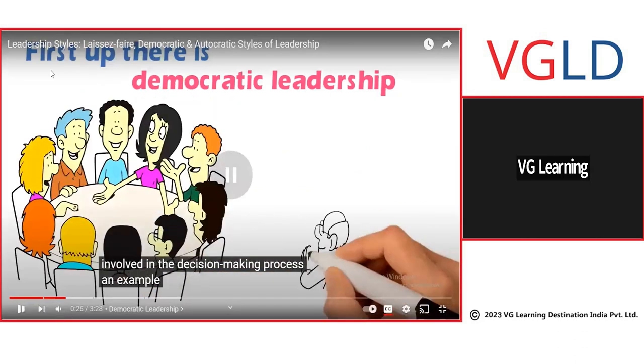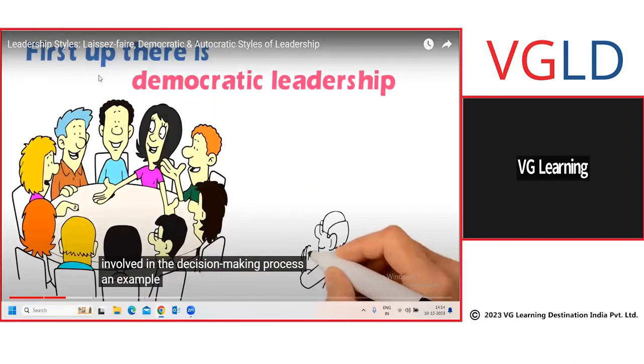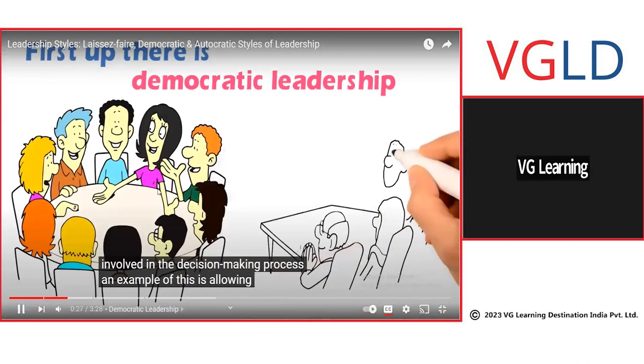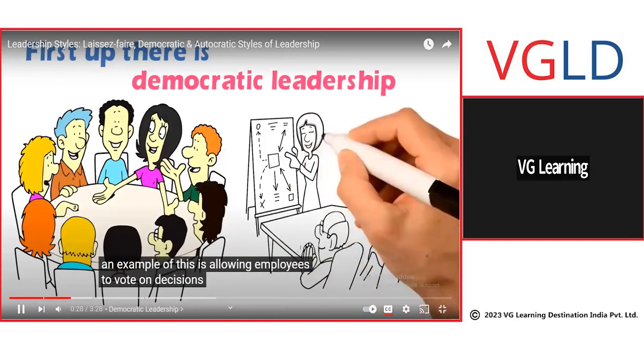An example. So you can say your participation, education, bringing them along as collaborative definitely would be a more democratic leadership style.